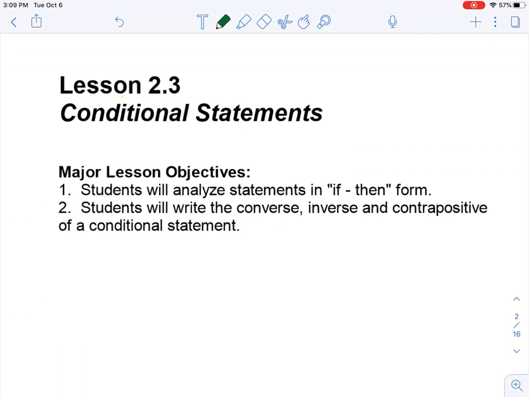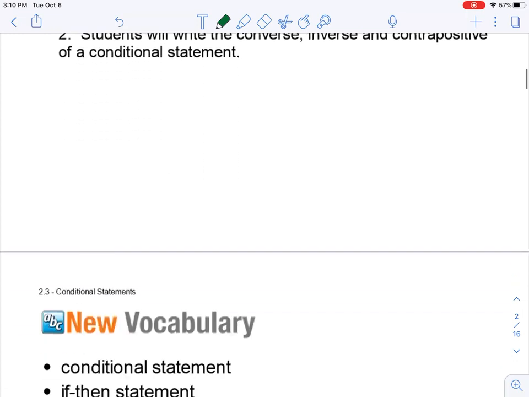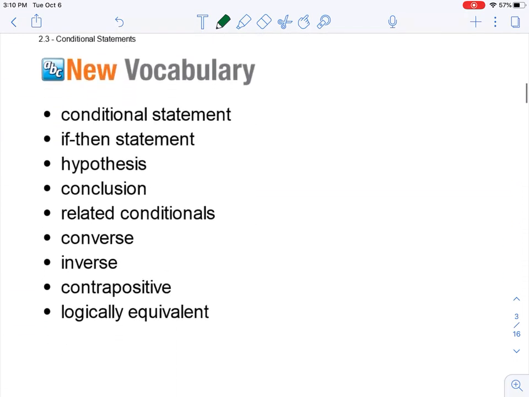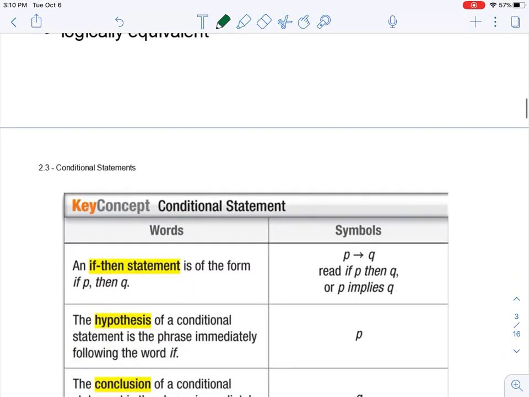Our major objectives here are you will be able to analyze statements in if-then form and write the converse, inverse, and contrapositives of a conditional statement. So our new vocab is conditional statement, if-then statement, hypothesis, conclusion, related conditionals, converse, inverse, contrapositive, and logically equivalent.